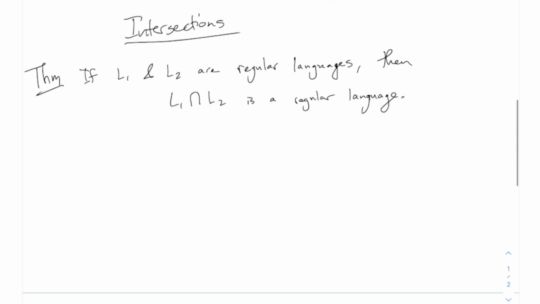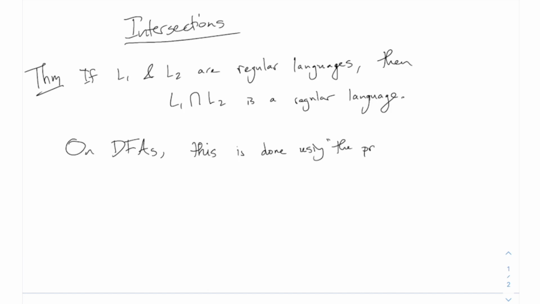And on DFAs, the name of this, it's much more complicated than just swapping accepting and rejecting states. That is so simple that it doesn't really have a name. There's a name for the construction that you do on the machine. This is done using what's called the product construction.